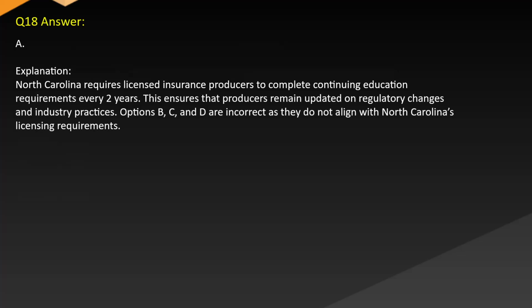Answer A. Explanation. North Carolina requires licensed insurance producers to complete continuing education requirements every 2 years. This ensures that producers remain updated on regulatory changes and industry practices. Options B, C, and D are incorrect as they do not align with North Carolina's licensing requirements.